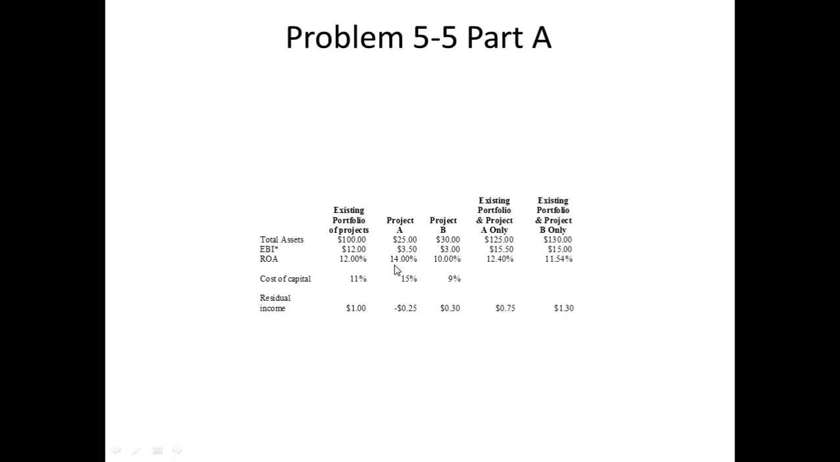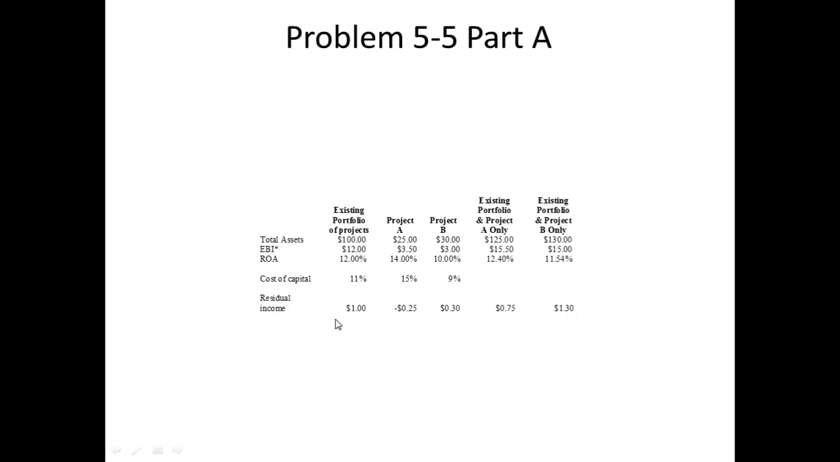Now, project A produces an ROA of 14%, whereas project B has an ROA of 10%. So the result on Zhang's ROA of accepting project A would be to raise her existing ROA for the segment to 12.4, whereas if she accepts project B, the ROA for her division would fall. So even though the ROA is in fact more than the cost of capital.